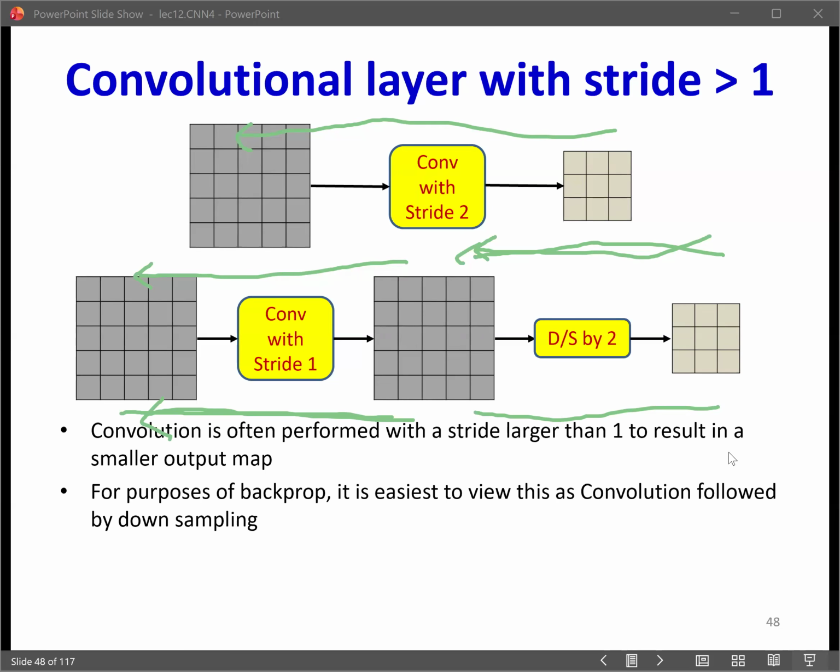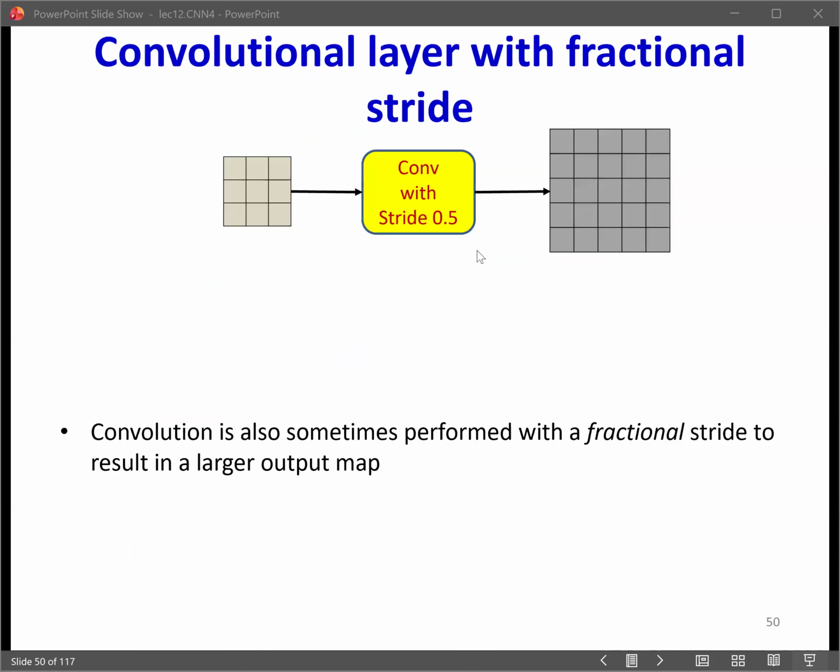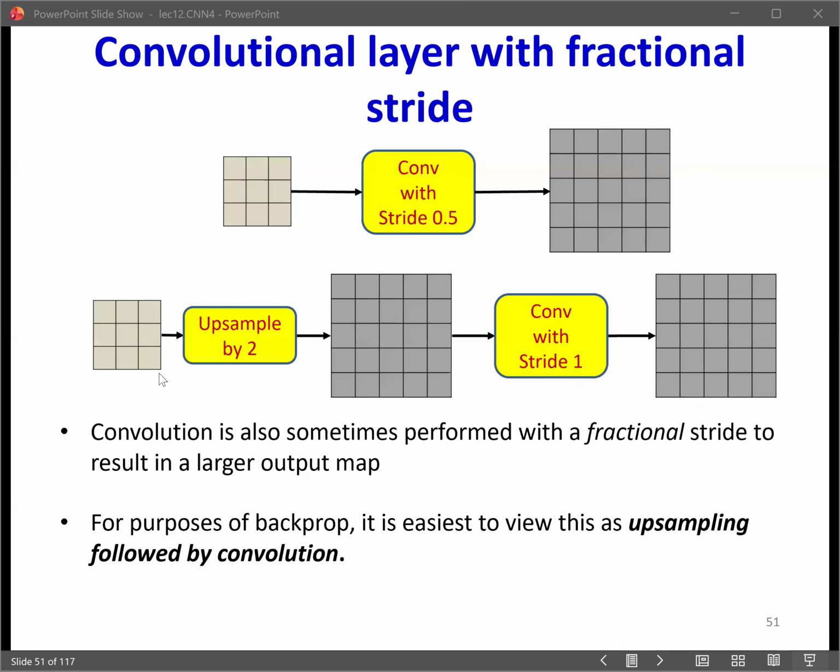All right. So this is what you'd want to do. First, backpropagate through the downsampling and then through the convolution with a stride of 1. Convolution with a fractional stride: what exactly was convolution with a fractional stride? Anybody? Upsampling followed by convolution, correct? So when I say convolution with a stride of 0.5, what you're really doing is upsampling by a factor of 2 and then convolving with a stride of 1. This is the equivalent of striding by half a pixel at a time.